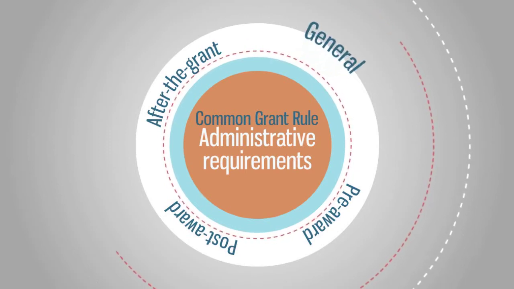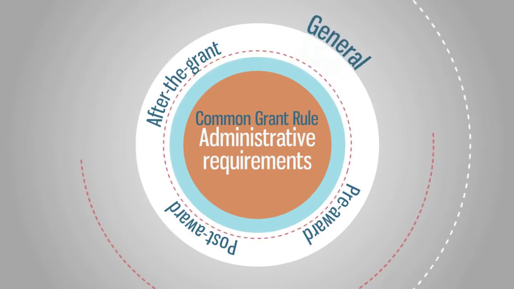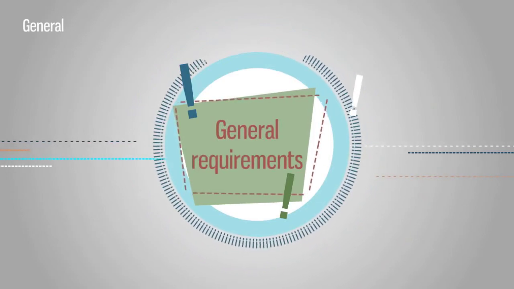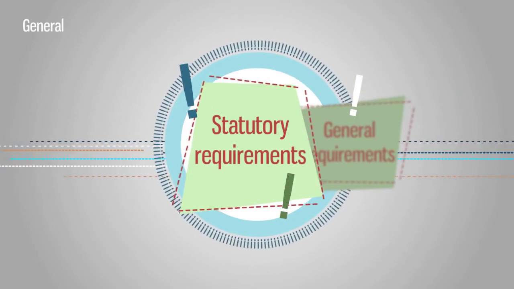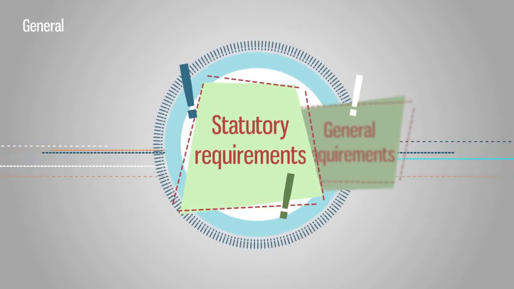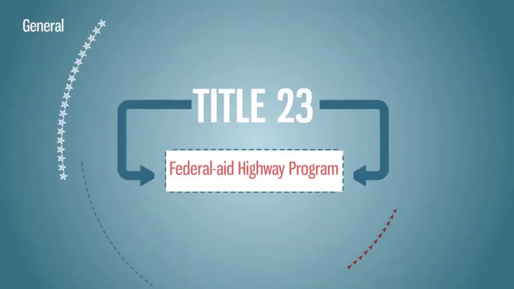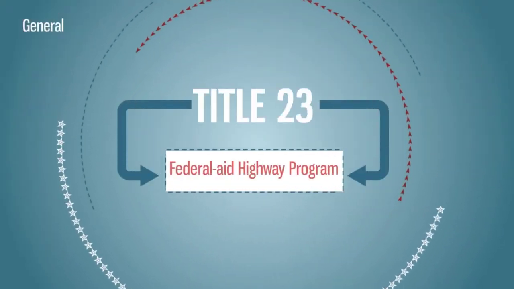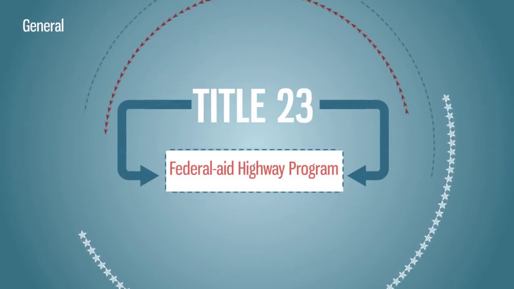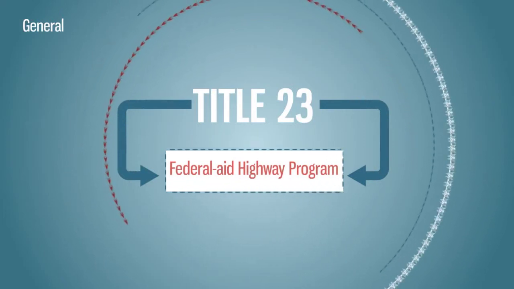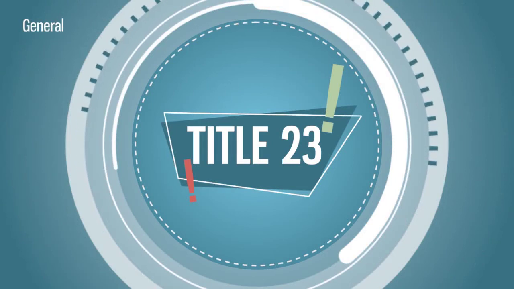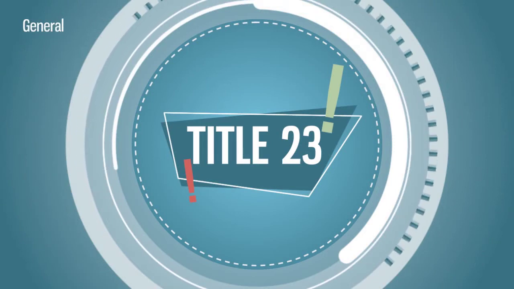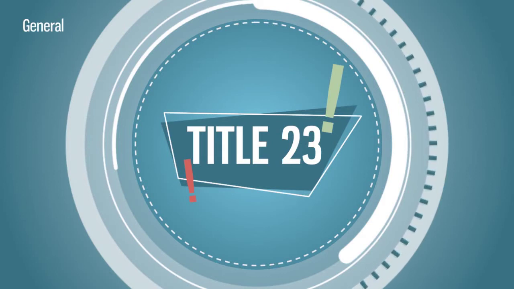The first section deals with the general rules regarding grants. For local public agencies, or LPAs, it is especially important to know that statutory requirements supersede general requirements of the Common Grant Rule. This means that if Title 23, the U.S. law that governs the Federal Aid Highway Program, has a requirement that differs from the Common Grant Rule, then Title 23 takes precedence and must be followed. For example, the Federal Aid Highway Program generally does not use the standard forms used by other grant programs that fall under the Common Grant Rule.